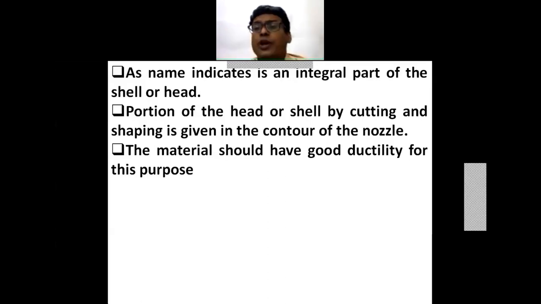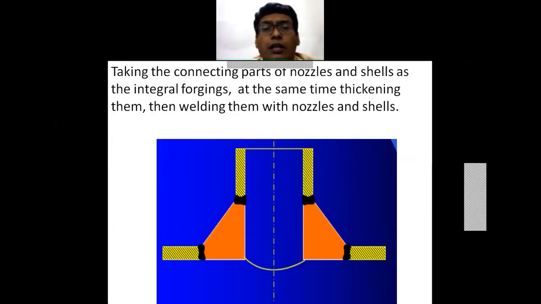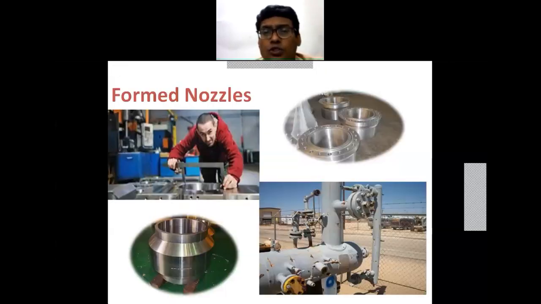The material should have good ductility for this purpose. Then taking the connecting parts of the nozzle and shells as integral forgings, at the same time thickening, and then welding them with the nozzle and shells. The next is the formed nozzles. So formed nozzles are formed with a specific purpose, whether by rolling or forging, and are welded to the shell or the head.